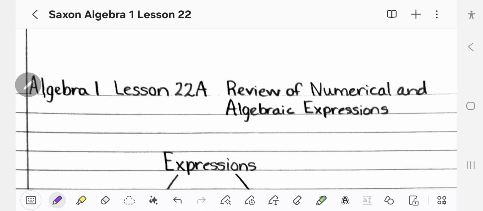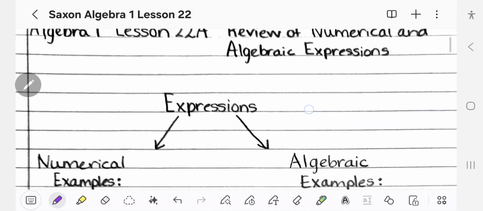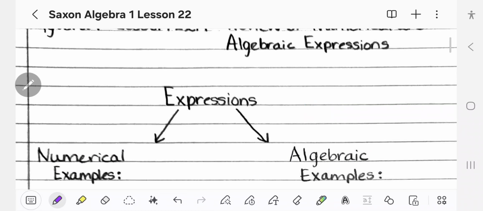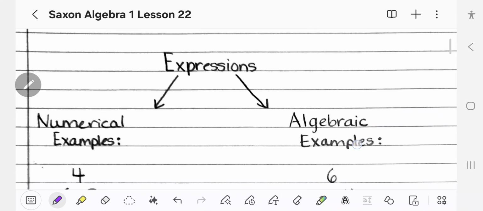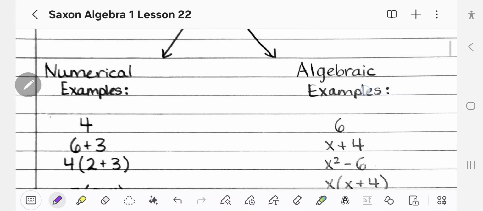This is Algebra 1, Lesson 22A, Review of Numerical and Algebraic Expressions. We've been talking about expressions for a while, and we discussed numerical examples and algebraic examples over the last several videos, and I've got some examples listed here.